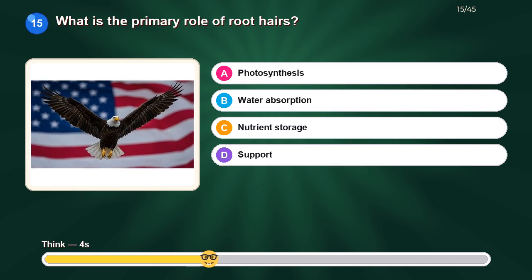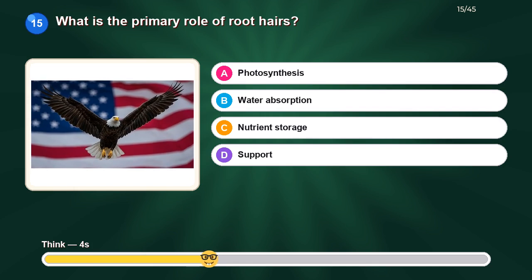Which of the following is a characteristic of the Solanaceae family? Option A, herbaceous plants. Option B, woody trees. Option C, aquatic plants. Option D, none of the above. The correct answer is herbaceous plants.